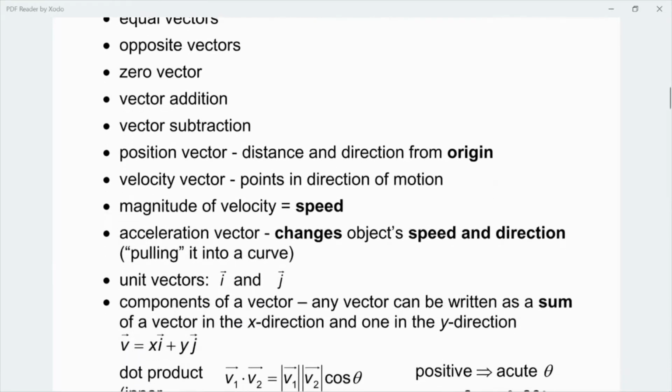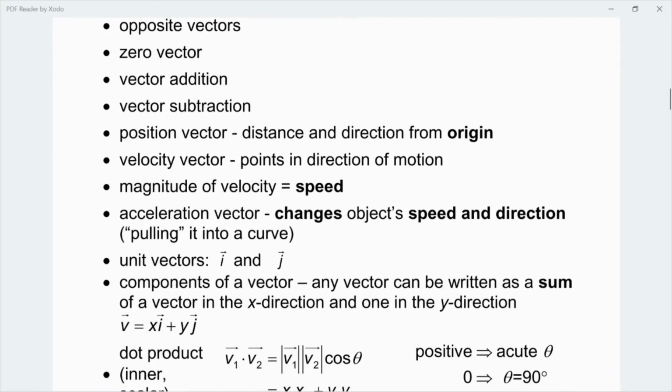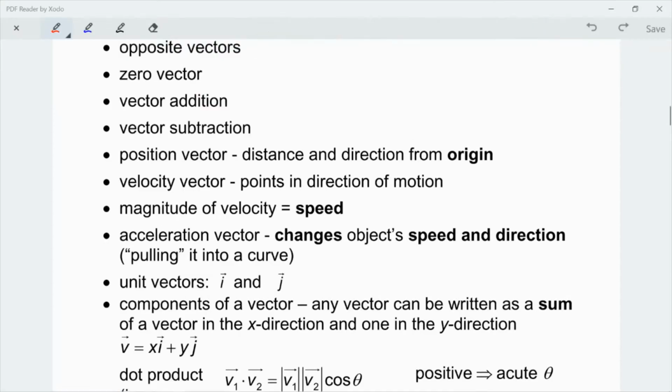So there's a lot of different things here. When we add vectors together, we just add the corresponding components. When we subtract vectors, we subtract the corresponding components. When we multiply by a scalar, we multiply every component by that same value. We'll talk a little bit about position vectors and velocity vectors as we get into some of the applications of vectors.